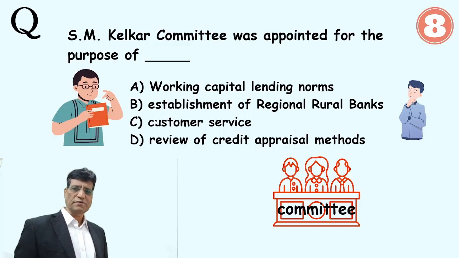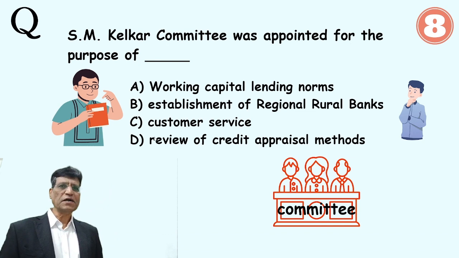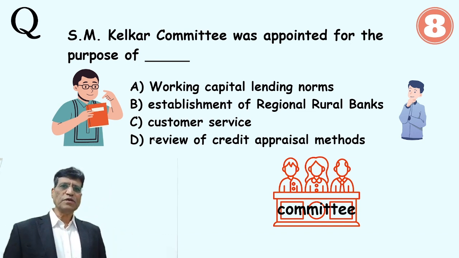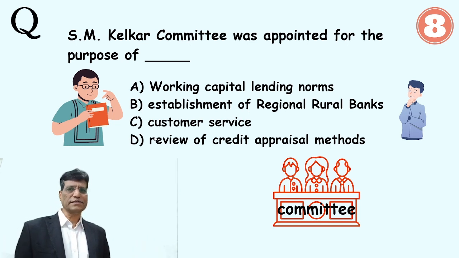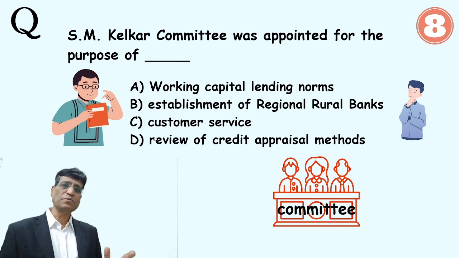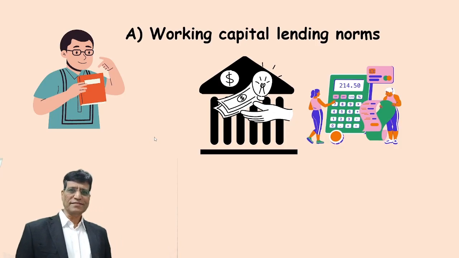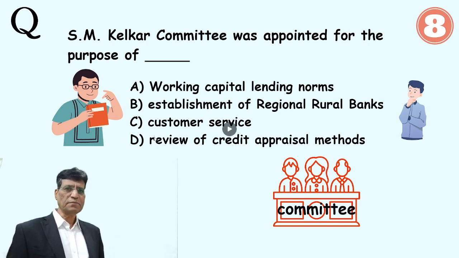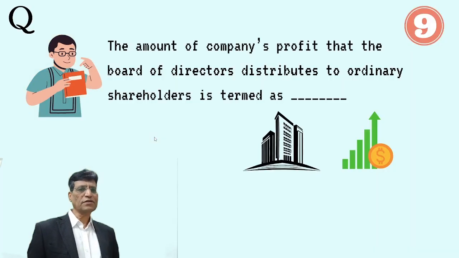Answer is C. There was one committee, the SM Kelkar committee, appointed for the purpose of working capital lending norms, establishment of RRBs, improvement in customer service, or review of credit appraisal methods. This committee was appointed for option A, working capital norms.